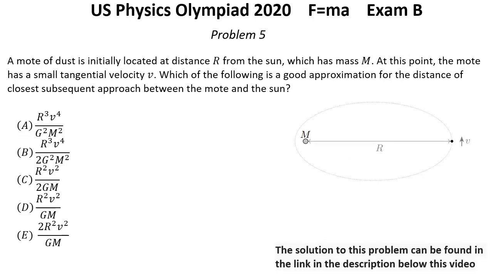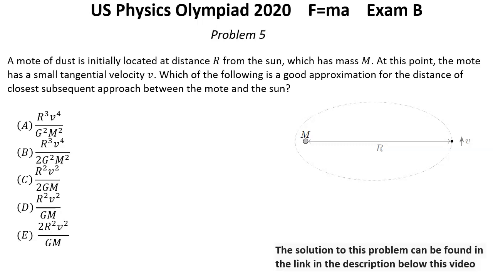Problem number 5. A mote of dust is initially located at distance r from the Sun, which has mass big M. At this point, the mote has a small tangential velocity v. Which of the following is a good approximation for the distance of closest subsequent approach between the mote and the Sun? Solution for problem number 5.